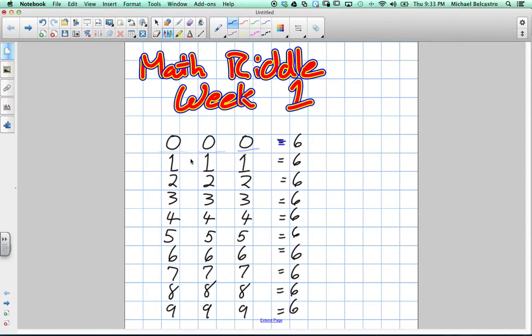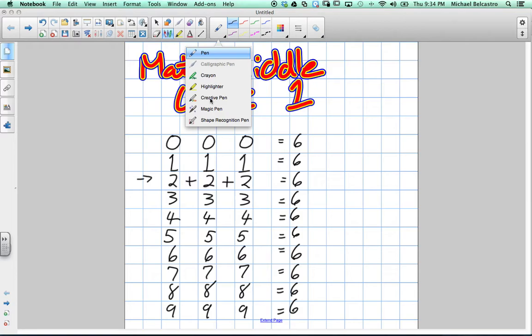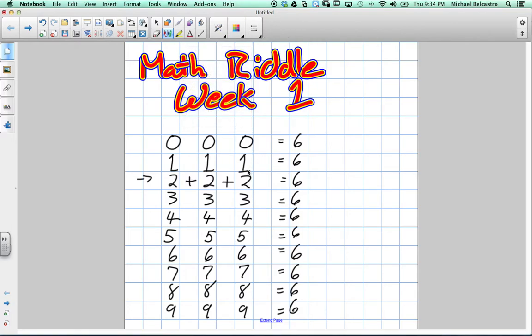So an idea of this, I'll do the easiest one for you, is the third row here is the numbers 2. And you can use 2 plus 2 plus 2, and that essentially equals 6. You cannot add any numbers to this. So you can only use math symbols to solve each of the rows.